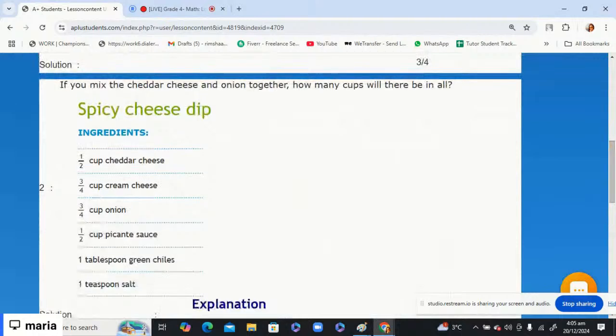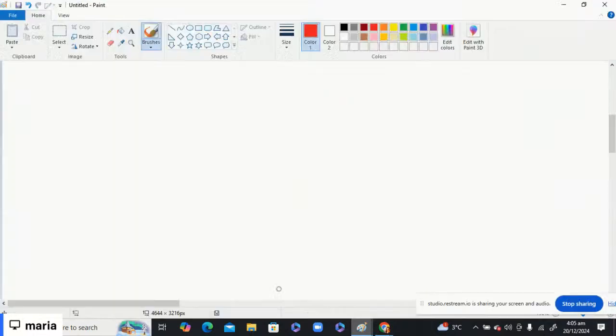If you mix the cheddar cheese and onion together, how many cups will there be in all? So the cheddar cheese is 1 by 2, this is a half cup. And how much is the onion? That is 3 by 4. Let's do 1 by 2 and add up with 3 by 4. This is the same here.